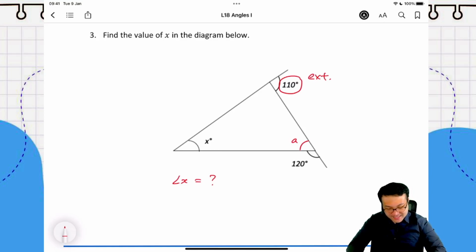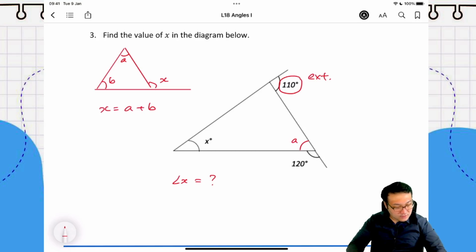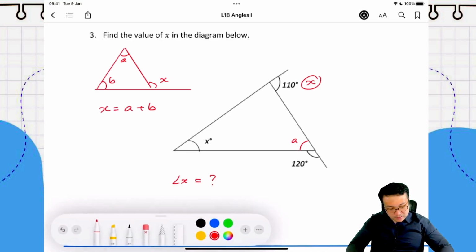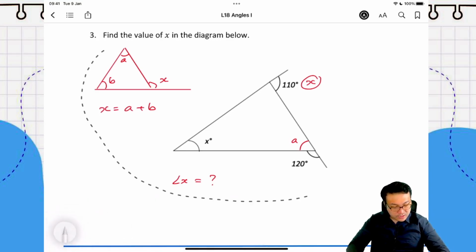Okay, let me draw this again. If this is an exterior angle, it is equal to A plus B, correct? Yeah. So why not then you just take 100 minus A. Very good, Embriel. You are correct. Well done.